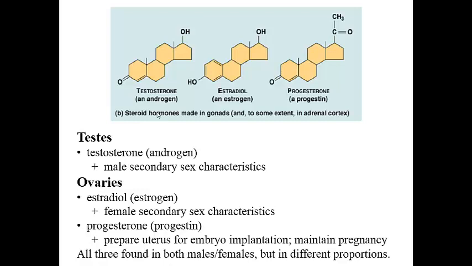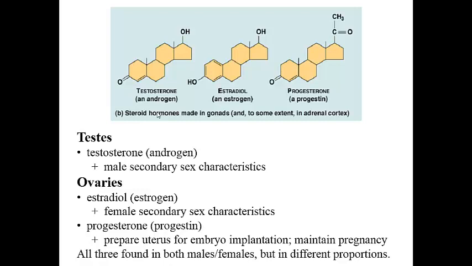The male testes produce a high amount of testosterone. Testosterone is an androgen which creates male secondary sex characteristics like facial hair and a deeper voice. The female ovaries produce estrogen and progesterone in higher quantities. Estrogen produces female secondary sex characteristics. Progesterone is going to play a role in pregnancy. It's going to cause the uterine wall to remain thick so that the zygote can implant itself.